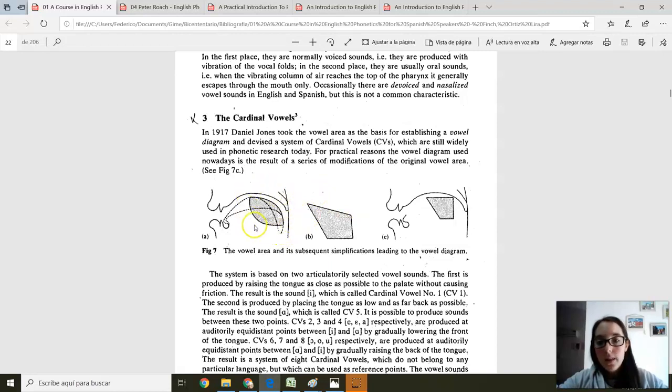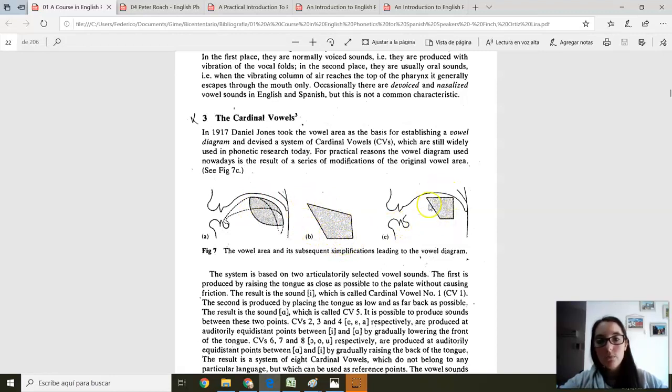They observed that when we produce or articulate vowel sounds, we use this area of the tongue. This is the area that moves the most. When we make these sounds that I provided in the previous video, it's this area that moves the most and consequently the tip, of course. So they decided to represent this area with this chart, with this drawing.